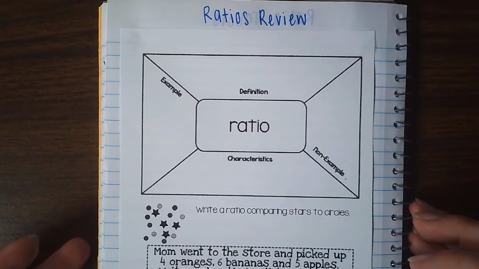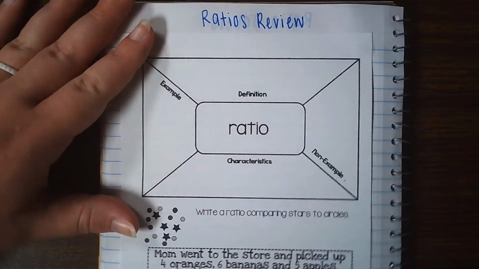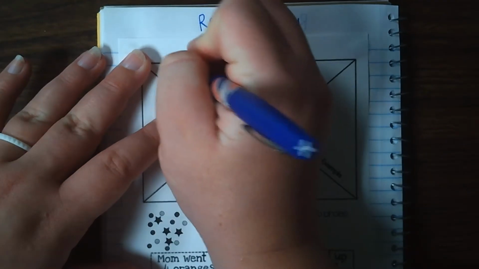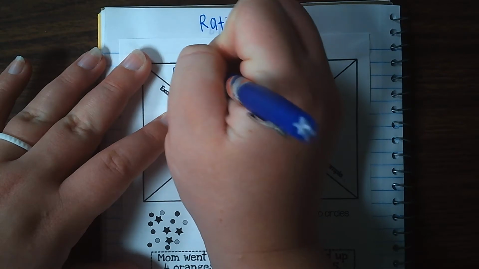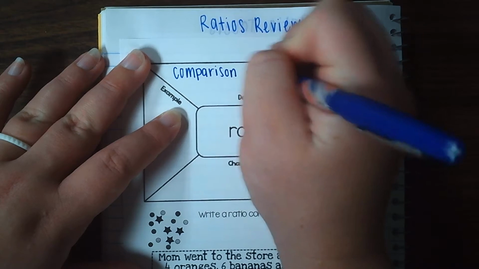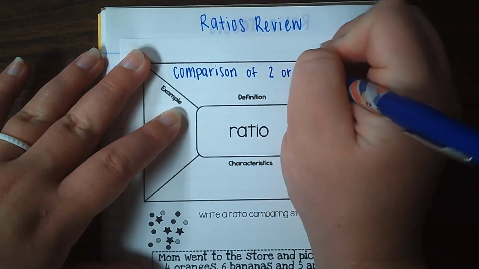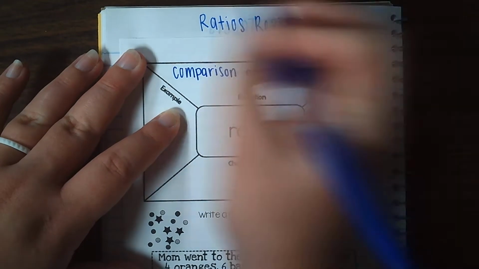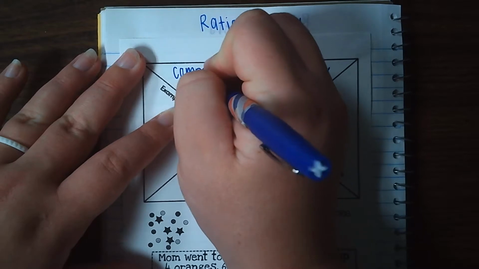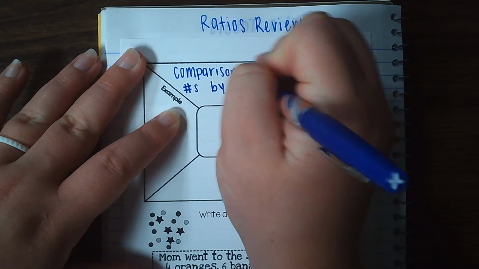And let's talk about what a ratio is. A ratio is a comparison of two or more numbers by division.